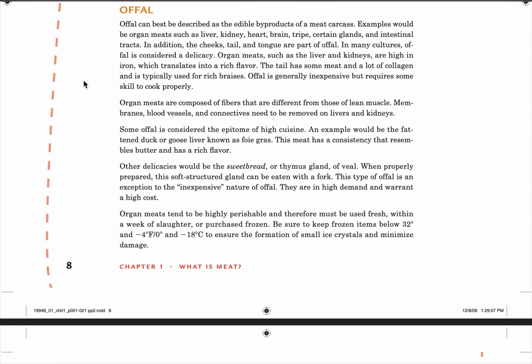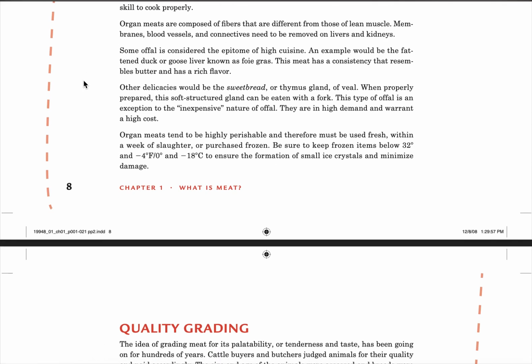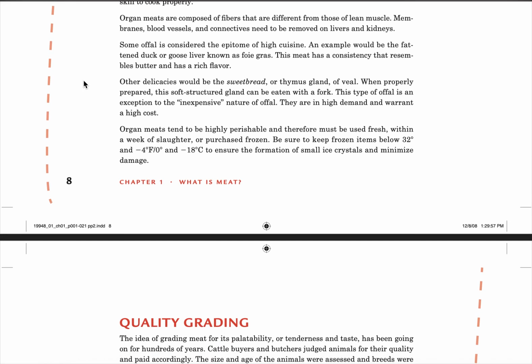Organ meat, such as liver and kidneys, are high in iron, which translates into a rich flavor. The tail has some meat and a lot of collagen and is typically used for rich braises. Offal is generally inexpensive but requires some skill to properly cook. Organ meats are composed of fibers that are different from those of lean muscle. Membranes, blood vessels, and connectives need to be removed on livers and kidneys.